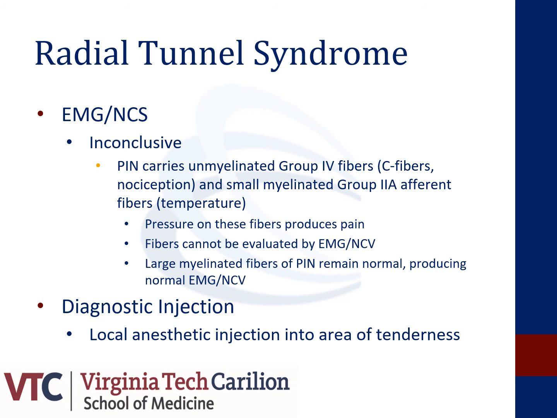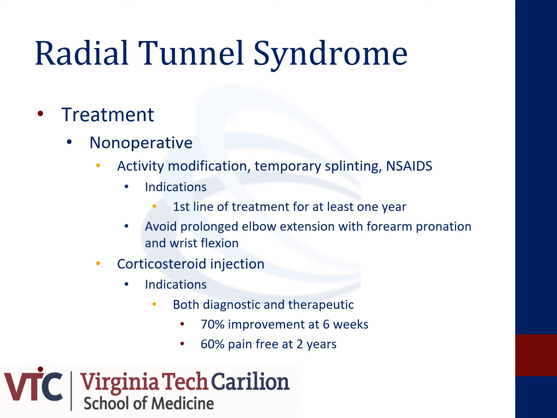With regards to treatment of radial tunnel syndrome, the first line of treatment is non-operative management in the form of activity modification, splinting, or NSAIDs. The goal is to avoid prolonged elbow extension with forearm pronation and wrist flexion. And additionally, you can utilize a corticosteroid injection, which is both diagnostic and therapeutic. For individuals that undergo a corticosteroid injection, 70% note improvement at 6 weeks, and 60% of these individuals will remain symptom-free at 2 years.